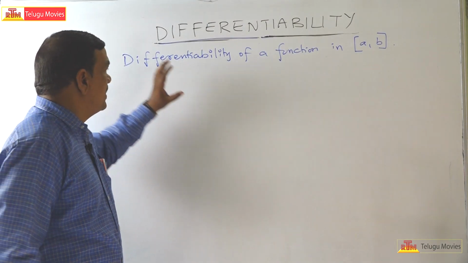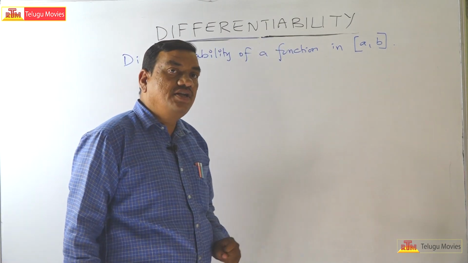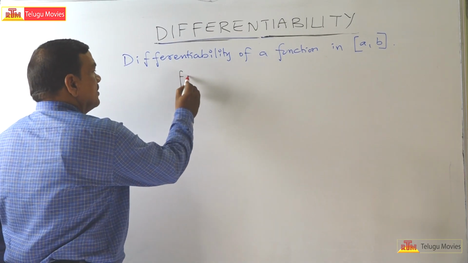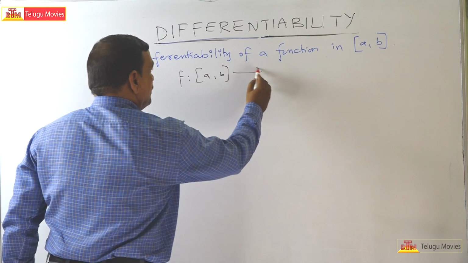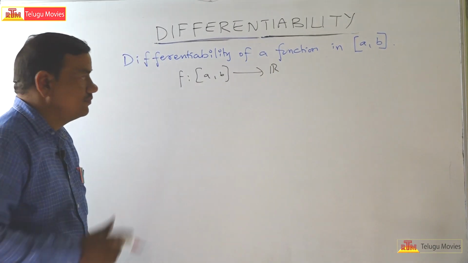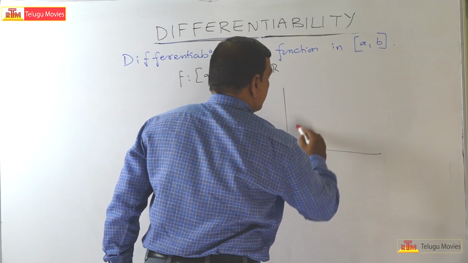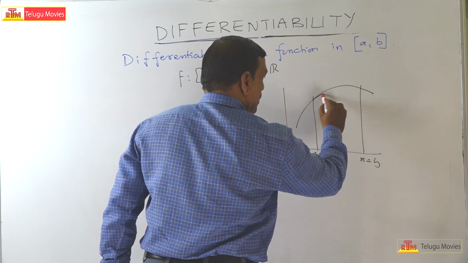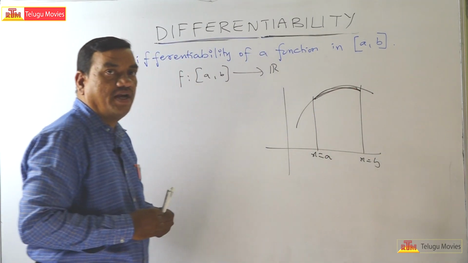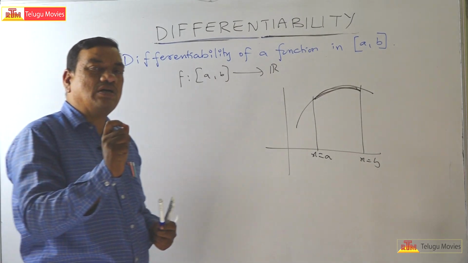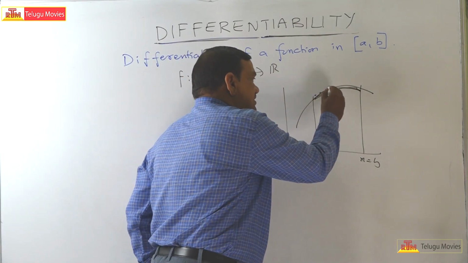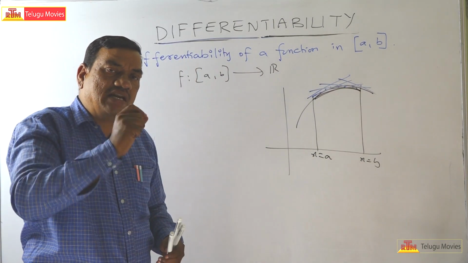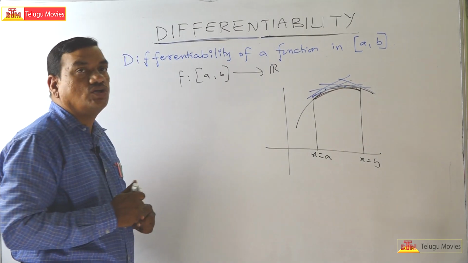Welcome to the concept of differentiability of a function in a closed interval [a, b]. Let us define a function f from the closed interval [a, b] to the set of real numbers. So there is a function; this is x = a and this is x = b. Now we have to check whether it is differentiable. Differentiable means there should exist a tangent at each and every point in the closed interval [a, b].